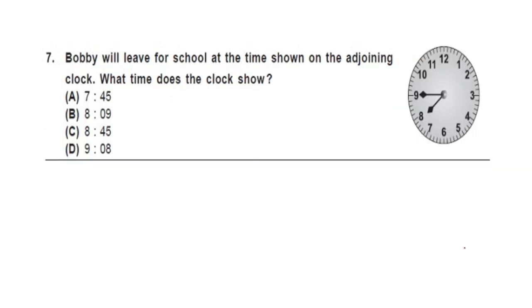Next question. Bobby will leave for school at the time shown on the adjoining clock. What time does the clock show? Option A, 7:45. Option B, 8:09. Option C, 8:45, or option D, 9:08. Your time starts now.